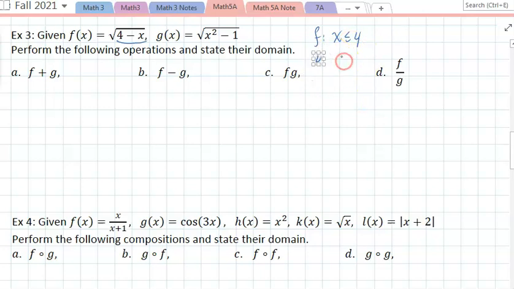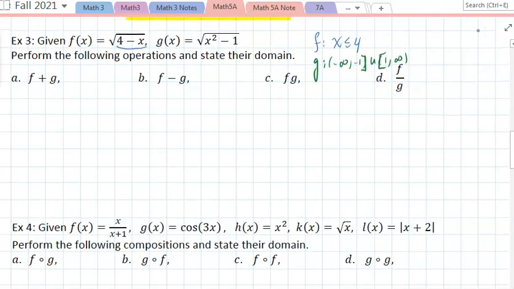And anytime I use g, for g, I take x squared minus 1 and set it to be bigger than or equal to 0. Well, if I glance at this, that's a parabola shifted down 1 unit. It's bigger than or equal to 0 from negative infinity to negative 1, union with 1 to infinity, included. So that's one thing I need to keep in mind.